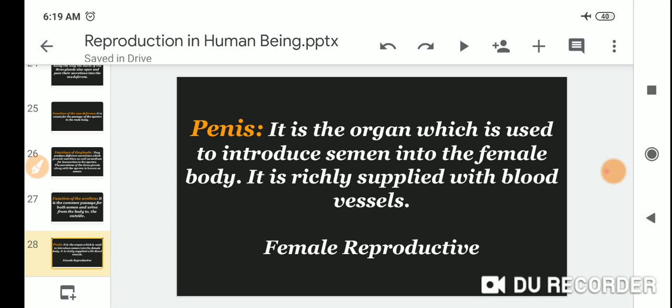Penis: it is the organ used to introduce semen into the female body. It is richly supplied with blood vessels.